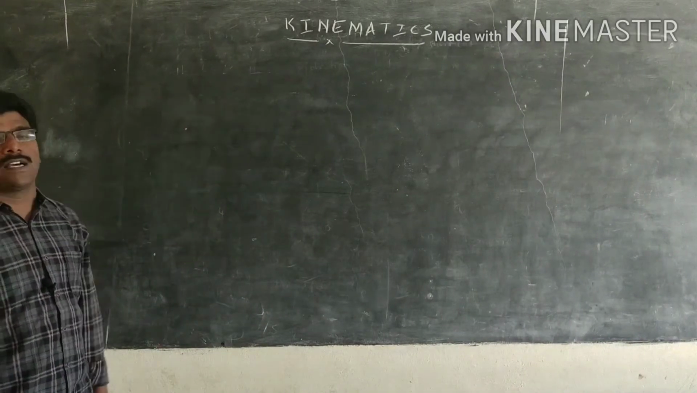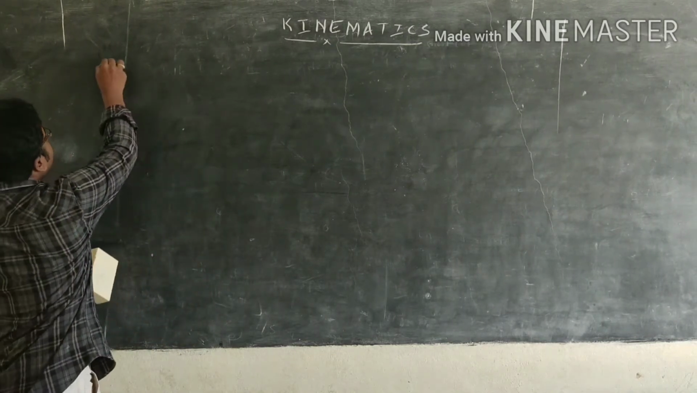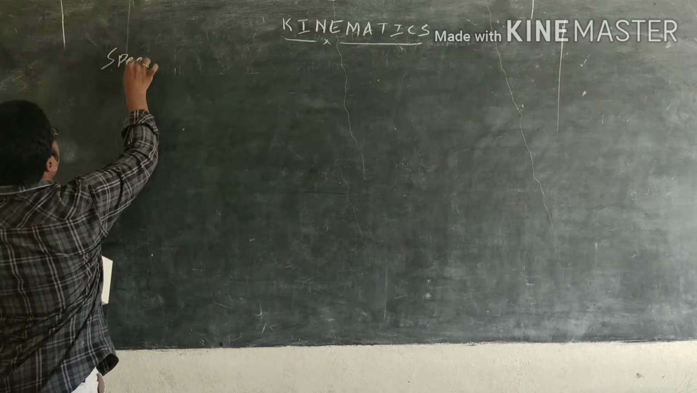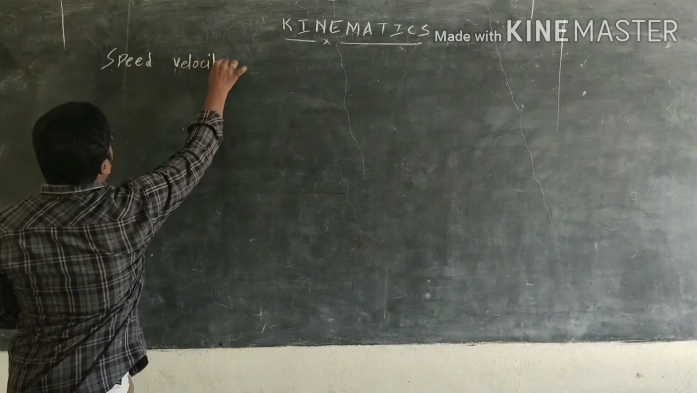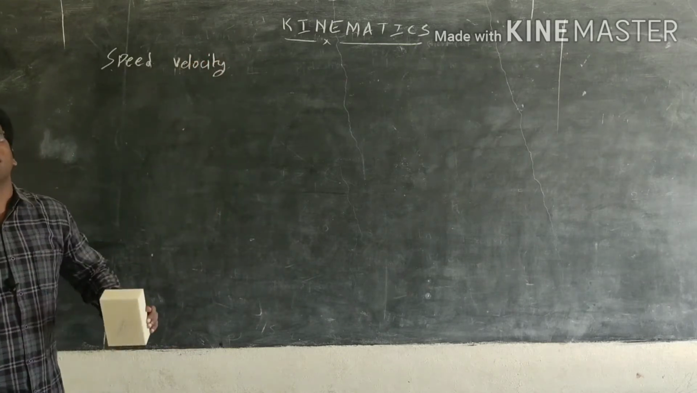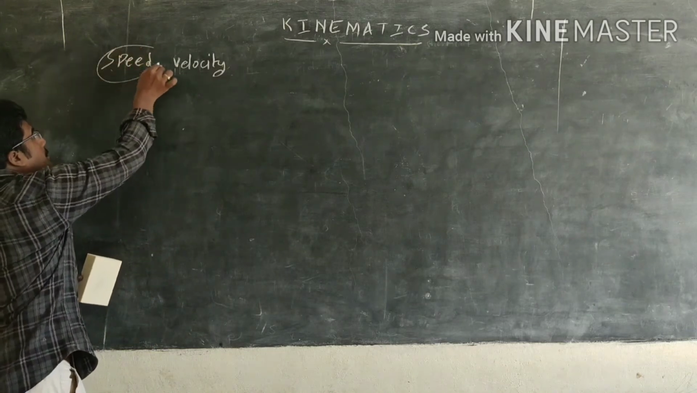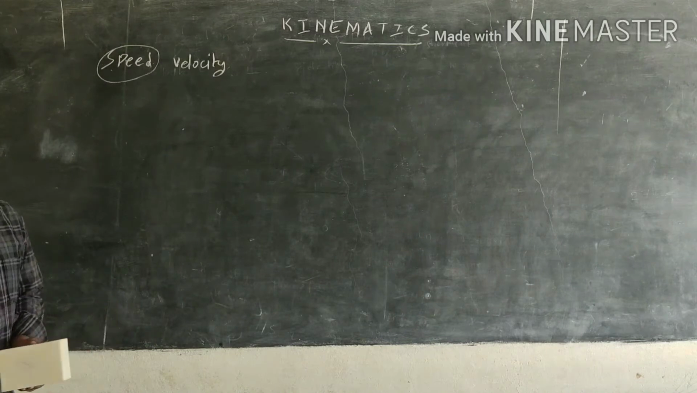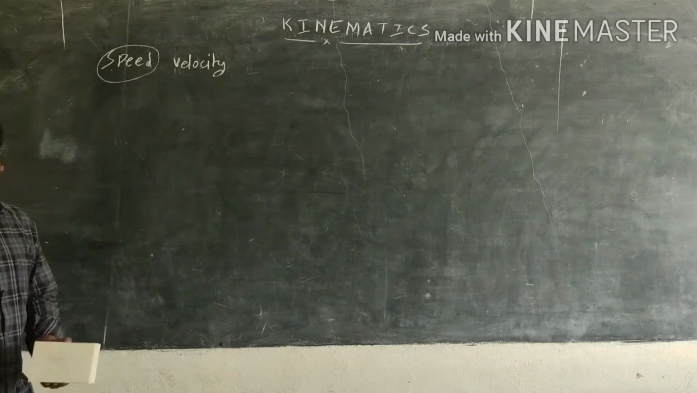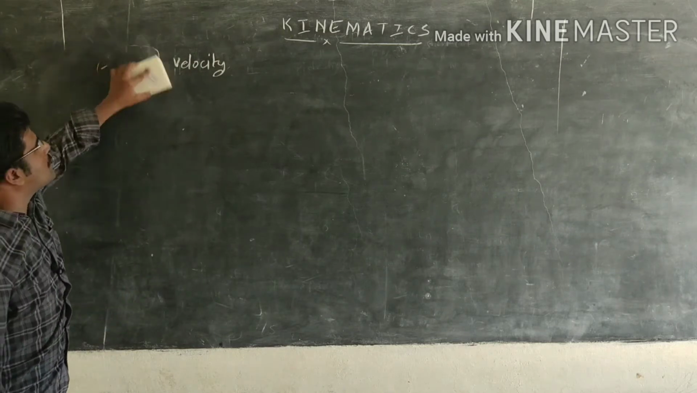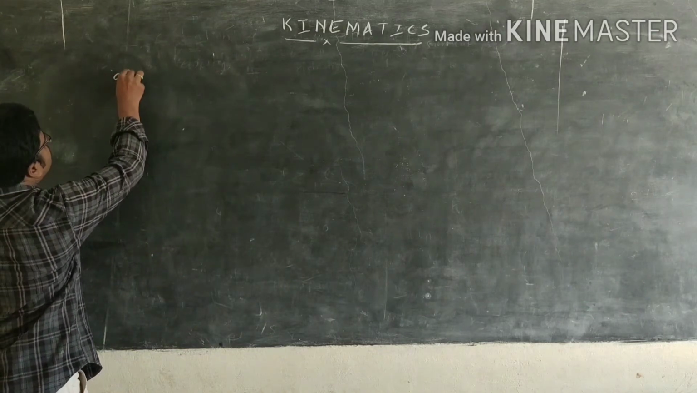Now, in the last class, we discussed in kinematics speed, velocity. What is the difference between speed and velocity? At the same time, in speed, we discussed average speed, instantaneous speed, and some problems on speed. Now, in today's class, we are going to discuss average velocity.